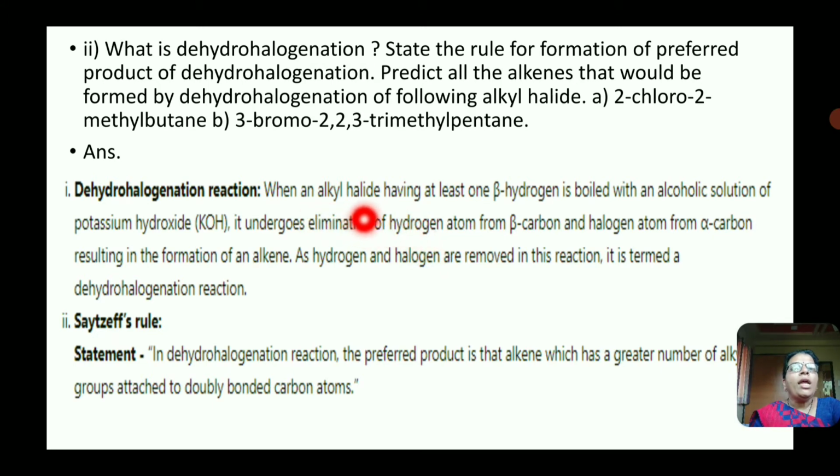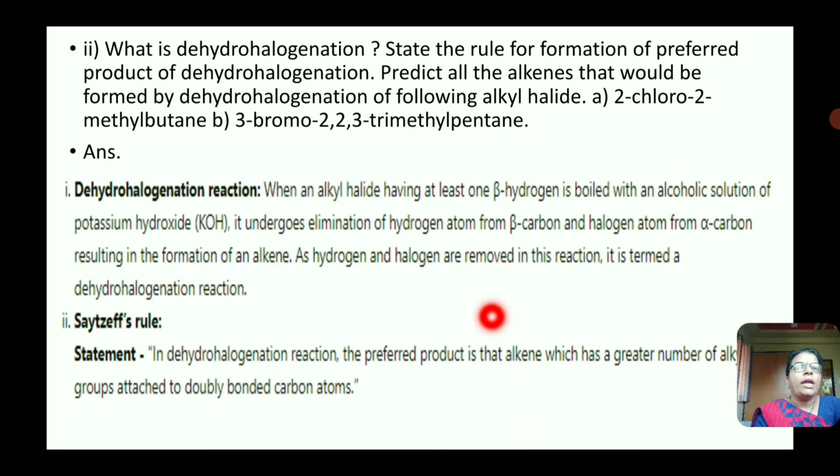Now first we are going to see what is meant by dehydrohalogenation. When an alkyl halide having at least one beta hydrogen atom is boiled with alcoholic solution of potassium hydroxide, it undergoes elimination of hydrogen atom from beta carbon atom and halogen atom from alpha carbon atom, resulting in the formation of alkene. As hydrogen and halogen are removed, this reaction is termed dehydrohalogenation.